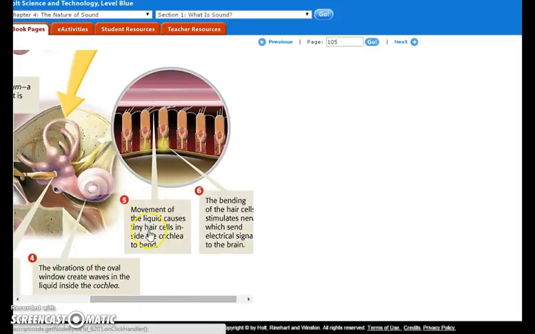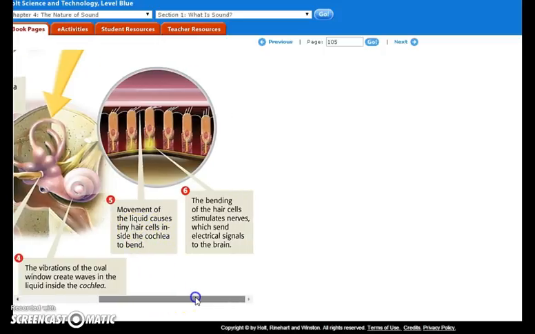Movement of the liquid causes tiny hair cells inside the cochlea to bend. The bending of the hair cells stimulates nerves, which sends electrical signals to the brain. So there is a liquid in your ear that has little hairs growing in it, and as the waves from the incoming sound energy affect that liquid, the hairs move in the liquid, which makes nerve endings move, which sends a signal to your brain. That is how it works.